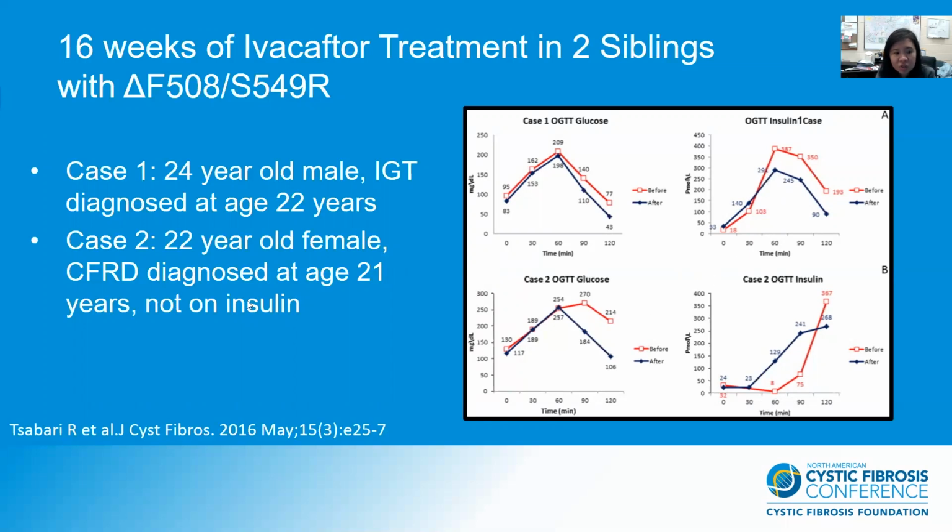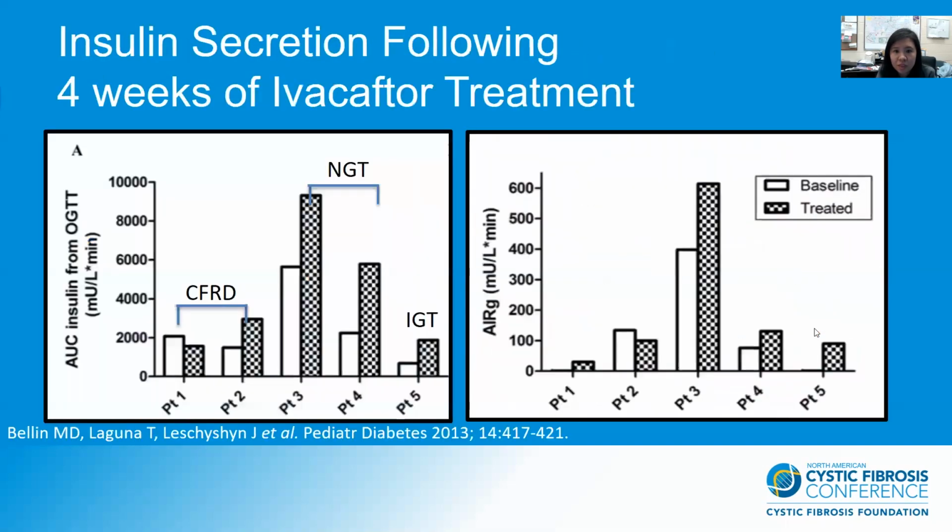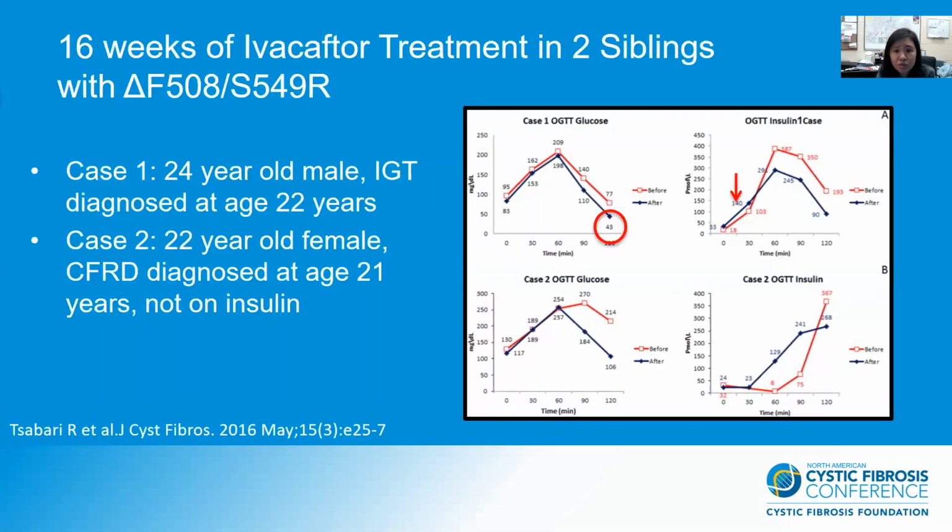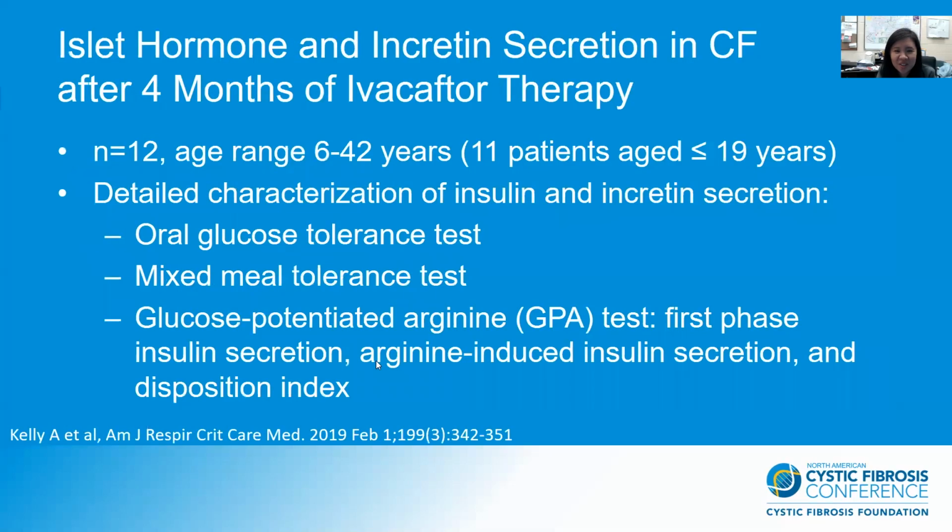The sibling who had CFRD with a 2-hour glucose value of 214 actually improved after 16 weeks to 106, so more than normal glucose tolerance range, with persistent abnormalities at 1 hour and improvement in insulin secretion from the 30 to 90-minute time points. So more evidence of improvements in insulin secretion. And then moving on to, the circle here is to highlight the hypoglycemia that can occur at the end of glucose tolerance testing.